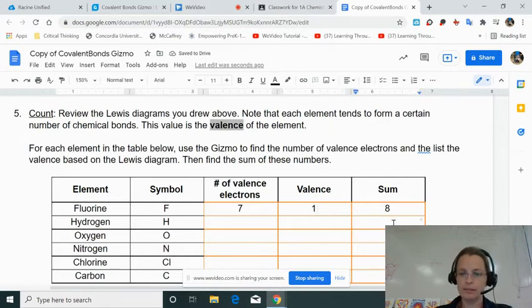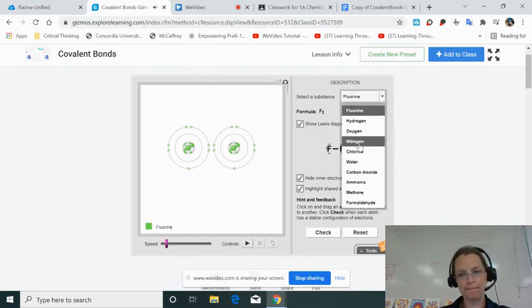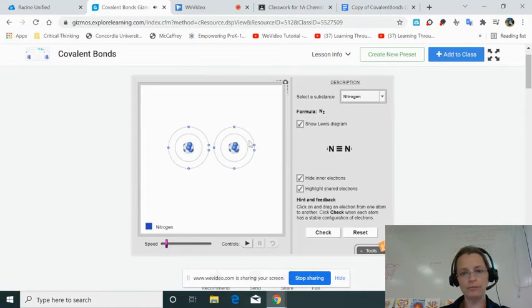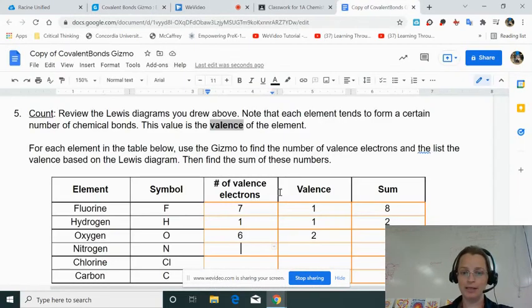In fact, except for hydrogen, where the sum is 2, every other one is going to be 8 for the sum. The hydrogen, we just talked about that, has 1 valence electron and will form 1 bond to add up to 2. Oxygen, we did above, has 6 valence electrons. And 6 plus what gets us to 8? 2. It forms 2 bonds. Nitrogen, let's look at nitrogen on the gizmo. 1, 2, 3, 4, 5 valence electrons. Okay. So 5 valence electrons. What does it need to get to 8? 3. Good job.